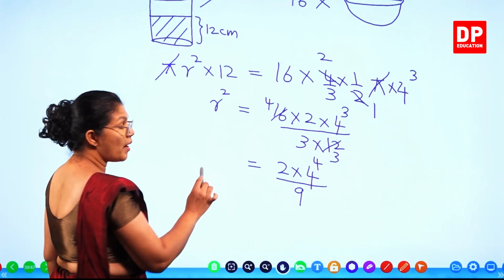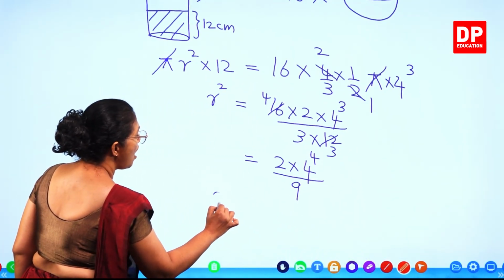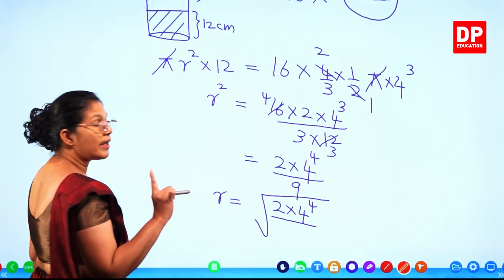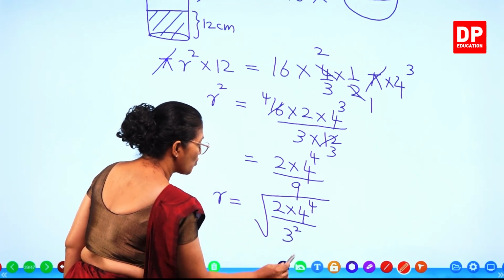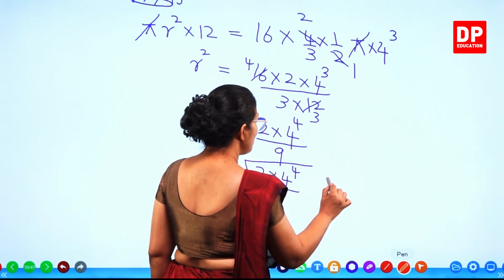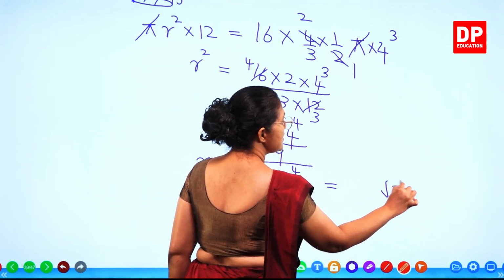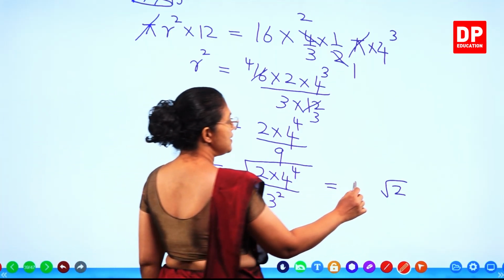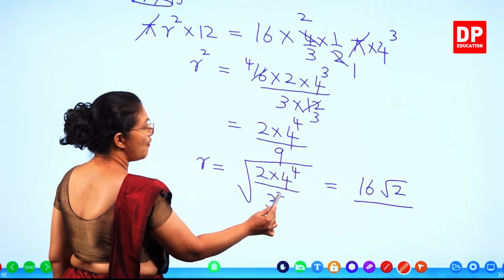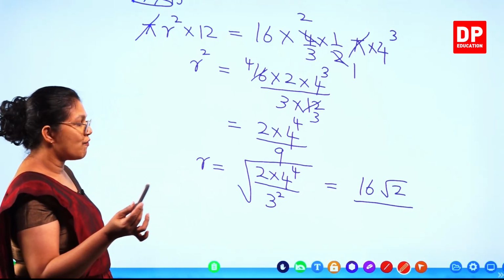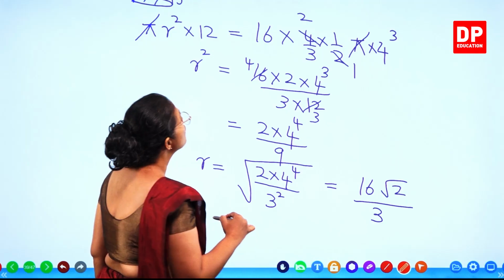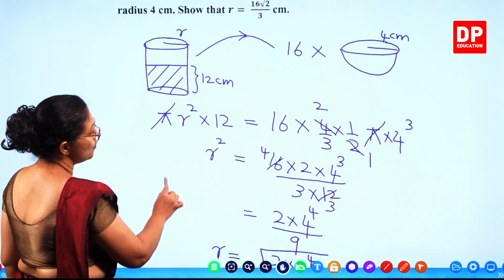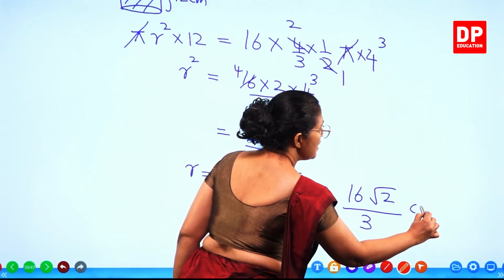Now when you take the square root of both sides, you can get r. So r equals the square root of 2 times 4 to the power 4, over 9, which you can write as 3 squared. When you take the square root, we know the powers you have to divide by 2. Square root 2 stays the same. 4 to the power 4, divided by 2, you get 4 to the power 2, which means 16. Over here, power 2 and power half, square root means power half, get cancelled out and you get 3 here. So the answer is r equals 16 root 2 over 3. The radius is in centimeters.